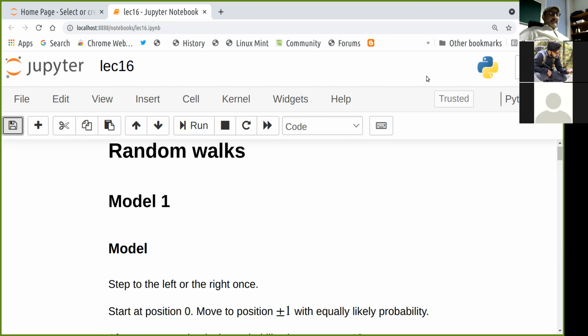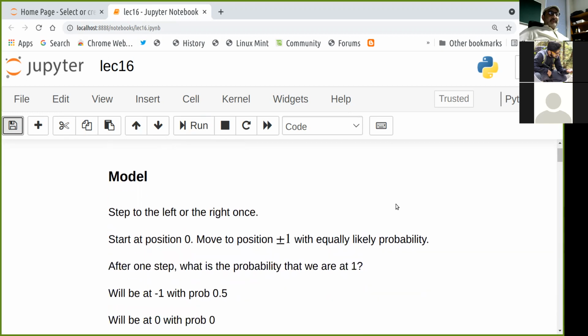Okay, so model one, the really simple one. All you're going to do is stand at some position called 0, and you're going to take a step to the left or to the right once. You're just going to flip a coin, let's say. So you have a 50-50 probability, and that will decide whether you move to the left or to the right. Imagine that we did this experiment. We were standing at the origin. We flipped a coin. If it was heads, we moved one step to the right. If it was tails, we moved one step to the left.